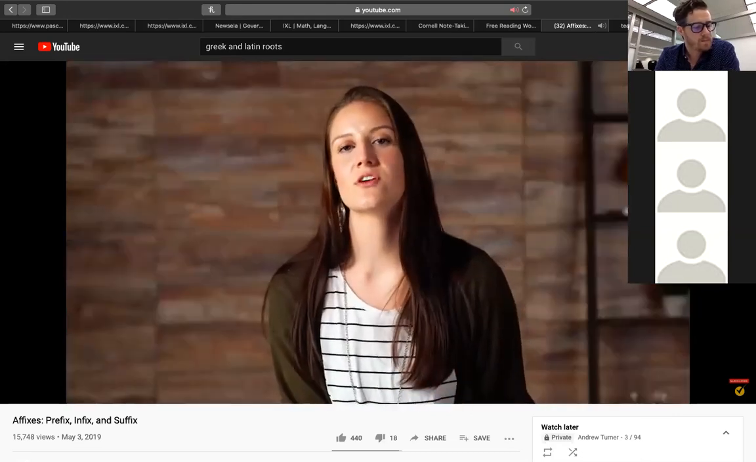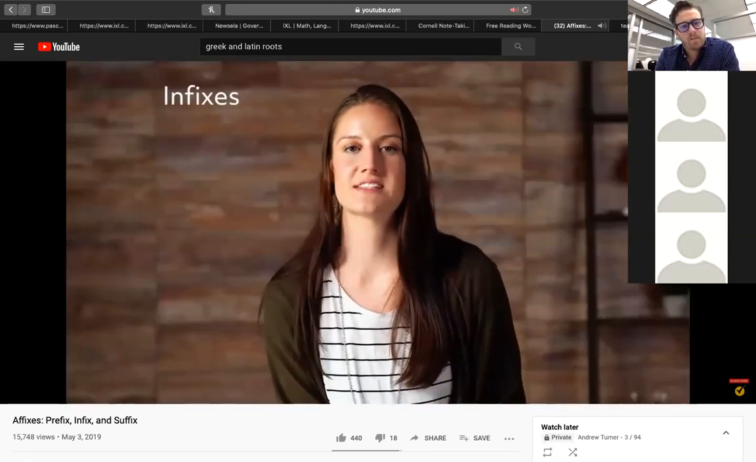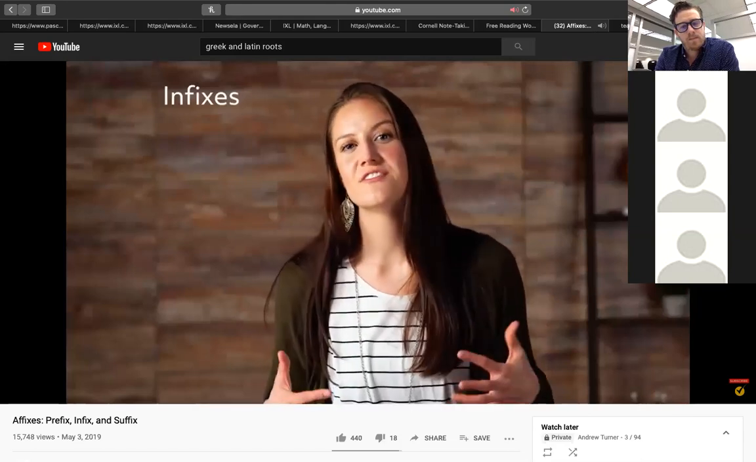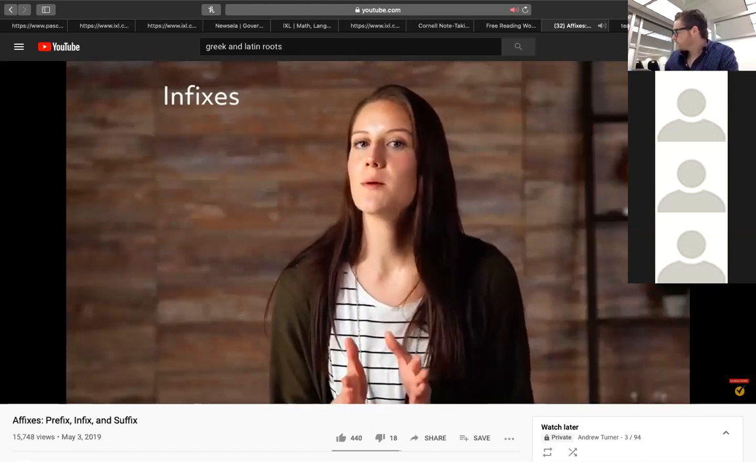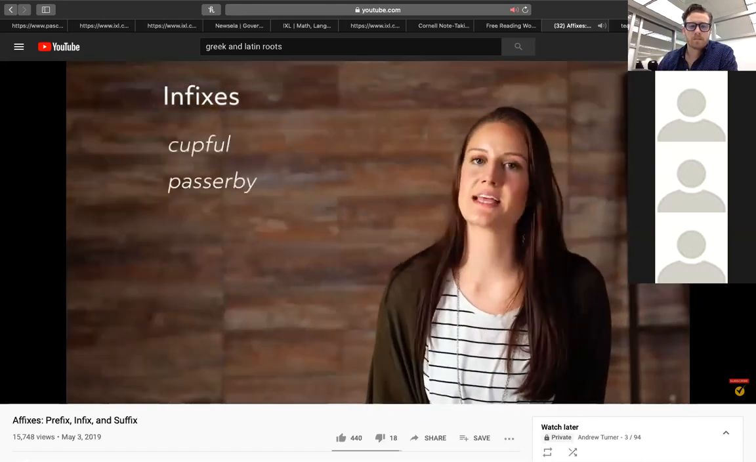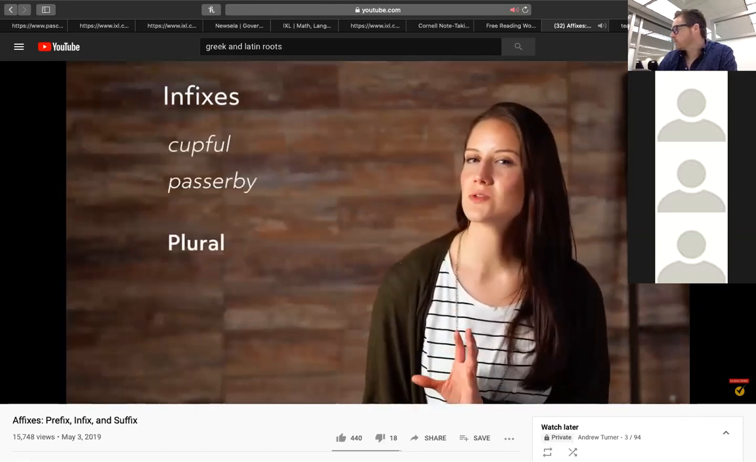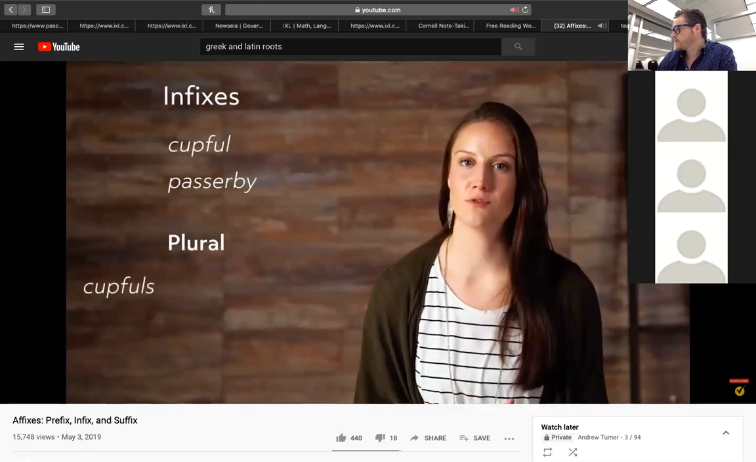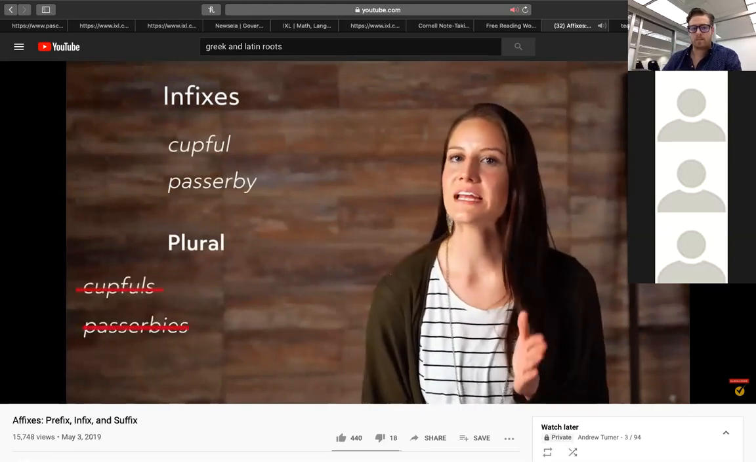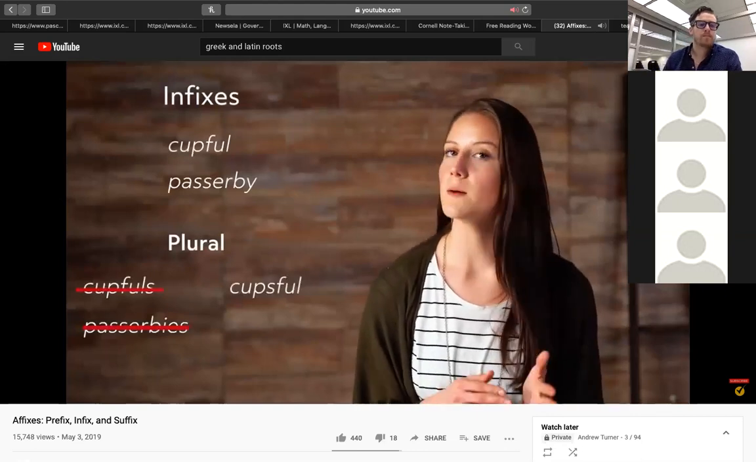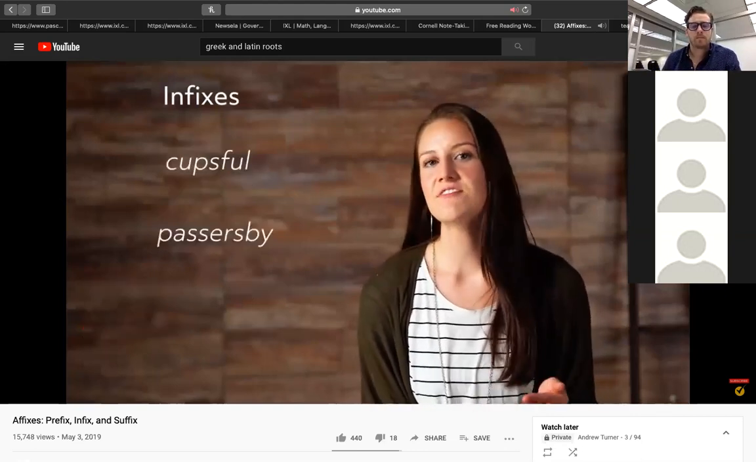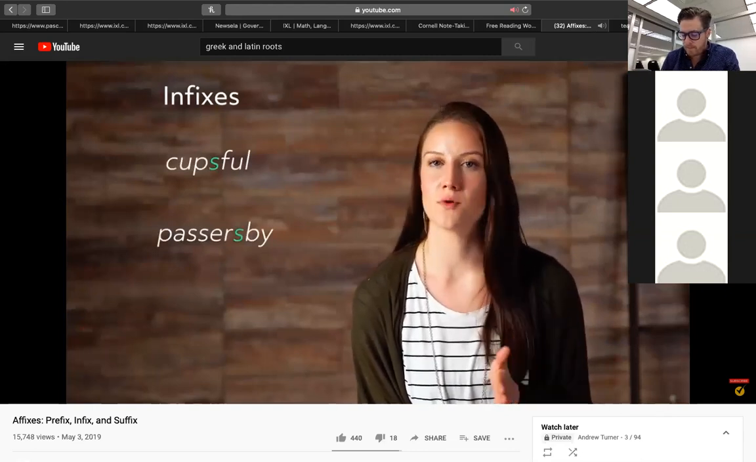Now let's talk about the third kind of affix, infixes. Infixes go inside the word. There are actually very few infixes in the English language, but you will see them with certain plural words. Let's look at the word cupful and the word passerby as examples. How would you make these two words plural? Contrary to what you may be used to saying, it's incorrect to say cupfuls and passerbys. The correct English plural for these words is cupsful and passersby. The infix s appears in the middle of both words.